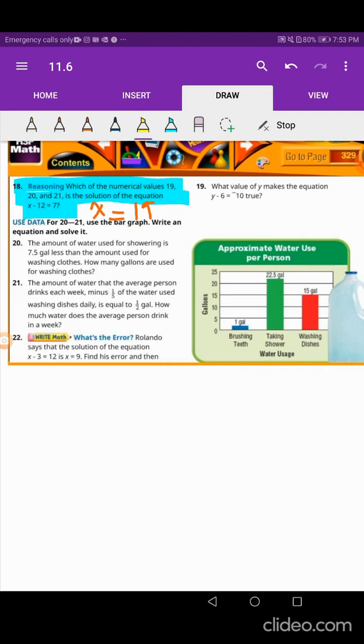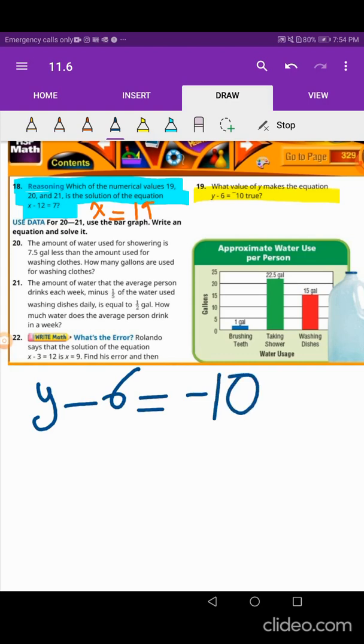Okay, let's move to question number 19. What value of y makes the equation y minus 6 equals negative 10? In other words, they want me to solve the equation y minus 6 equals negative 10.